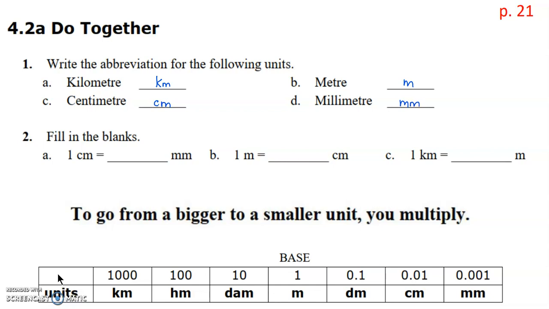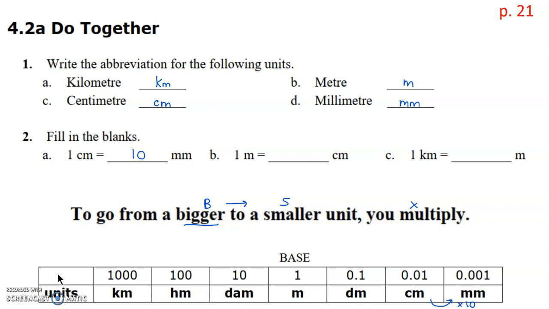What we're going to do now is start to convert. As we learned in our previous lesson, to go from a bigger to a smaller unit, we can multiply. And we're going to use that strategy here, and we're also going to use decimal moving today. So when we want to go from 1 centimeter to a millimeter, we're going from big to small, and we're moving one place down the line. This means we're going to multiply by 10. So 1 times 10 is 10. 1 centimeter is equal to 10 millimeters.